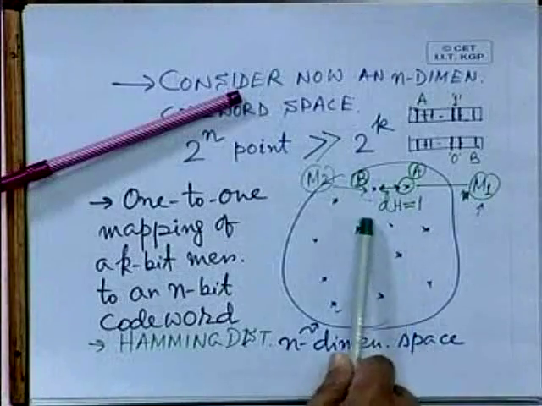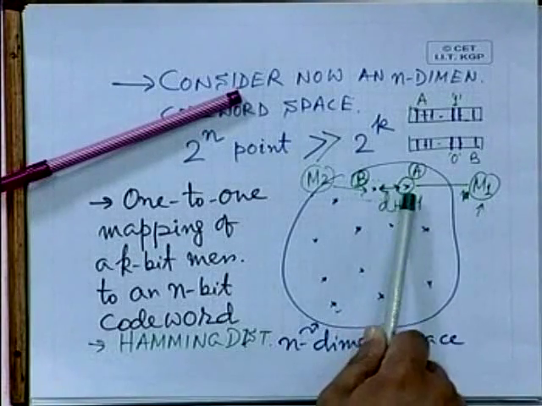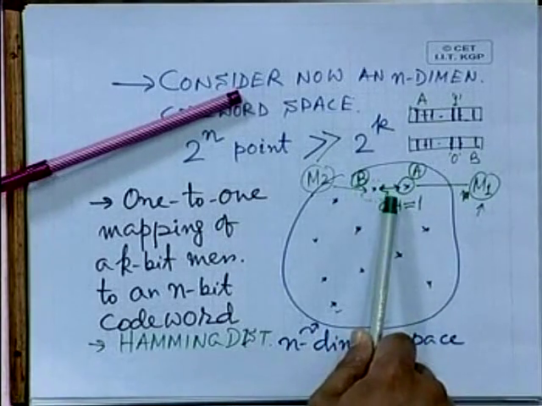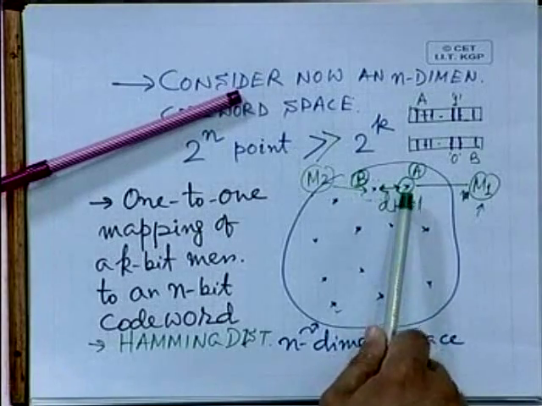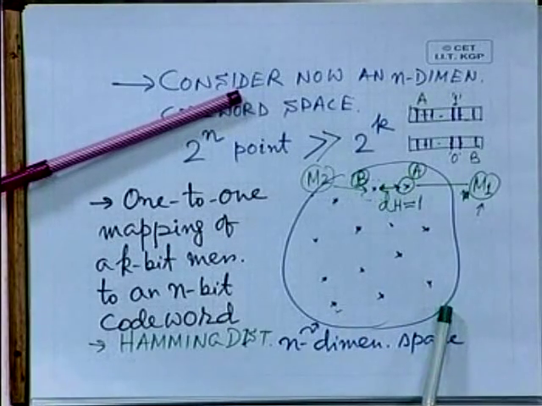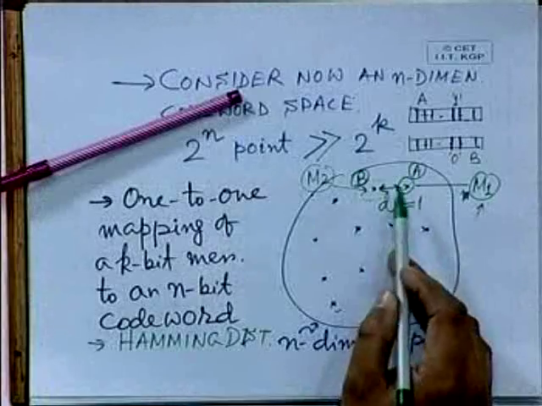That means you have to map your 2 to the power k points. That means you have to encode appropriately such that the Hamming distance, see the point was between these two adjacent points. While discussing this, I did not discuss the distance of point A with these further points really. So you should come up with an encoding strategy such that the minimum Hamming distance between any two code words, which are nothing but points in this n dimensional space, is as high as possible.